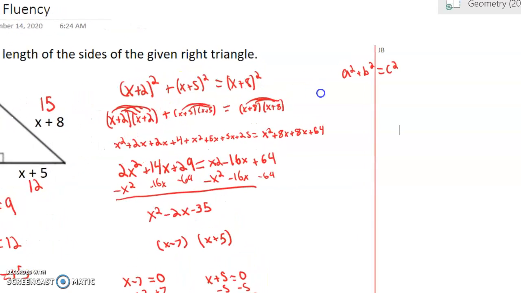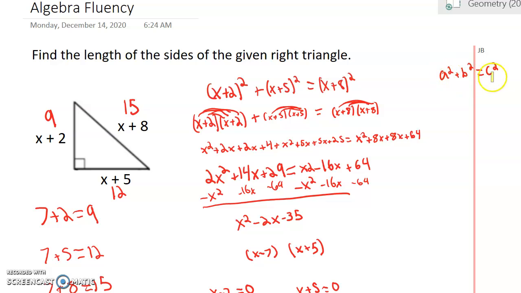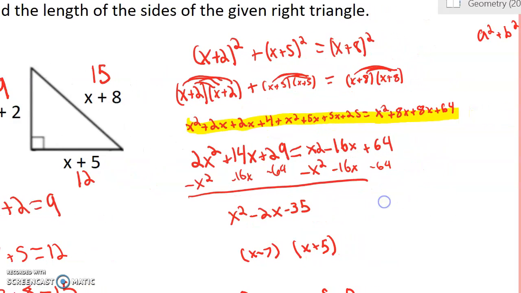So the first step that I did is I used the Pythagorean theorem formula and I plugged in the expressions into that. And when you're squaring something, you just multiply it by itself. So what I did was COIL them, because I find that that's the easiest method for me. After I coiled them, I got this huge long expression, or equation. And then I combined like terms and simplified it to make it a much shorter one.